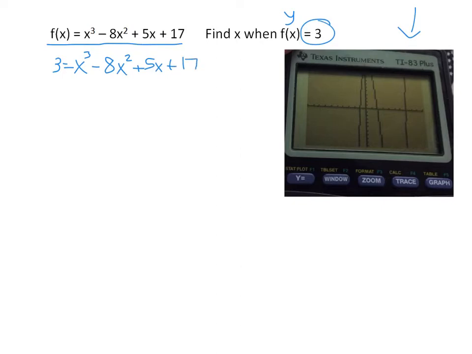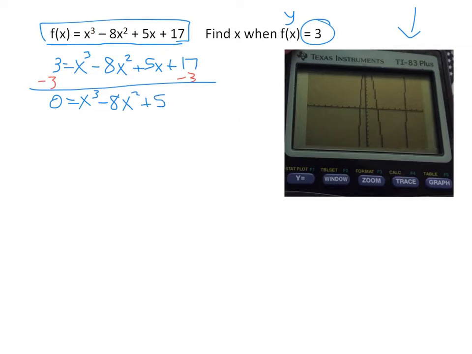And again, this is a common mistake that people put this into their graphing calculator right away without thinking, wait, we need to actually put 3 in for y. So we're going to go ahead and subtract 3 from both sides, and we're going to get our equation 0 equals x to the third minus 8x to the second plus 5x plus 14.